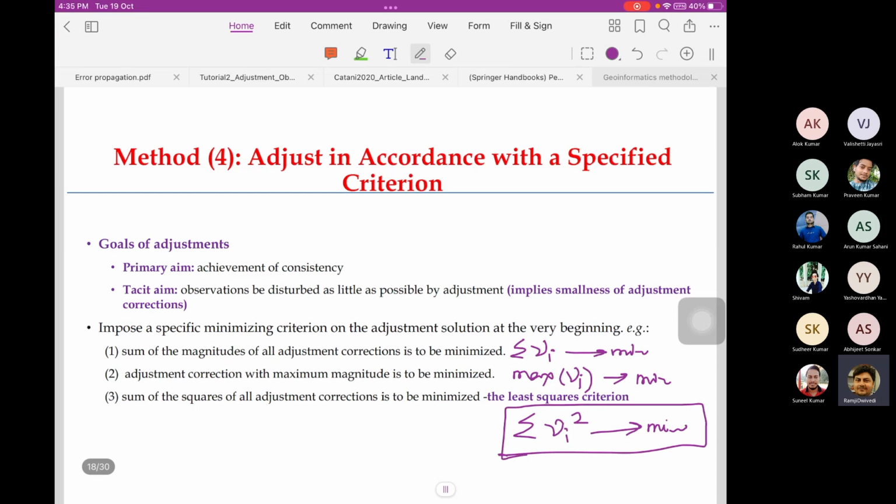So the third one has a mathematical background to answer whether it is acceptable or not. It is mathematically proven that the summation of squares of the residuals, when minimized, is the criterion which provides the estimates which are BLUE in nature. That is best linear unbiased estimate. That is mathematically proven.